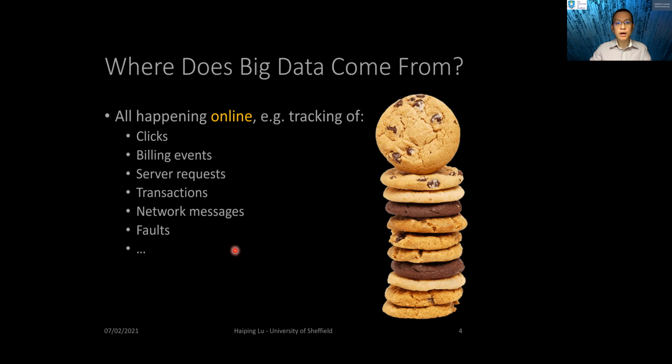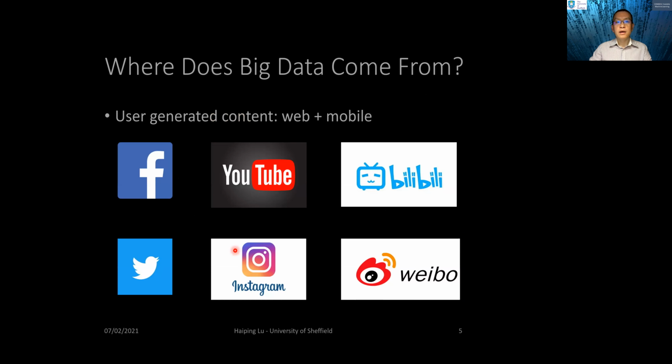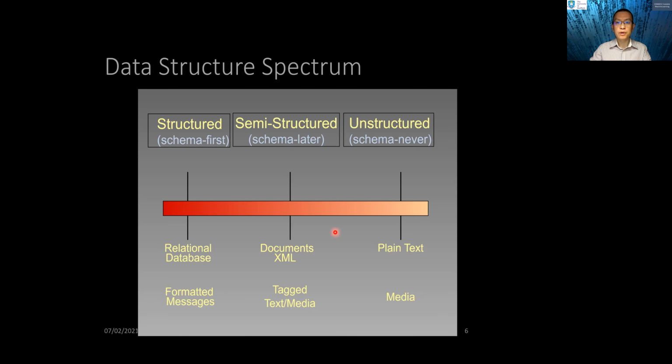On the other hand, nowadays there is a lot of user-generated content, both on the web, because of the popularity of the internet, and also on the mobile internet. So users generate lots of content on Facebook, Twitter, YouTube, and so on. So we talk about data. There are basically three types of data structures.